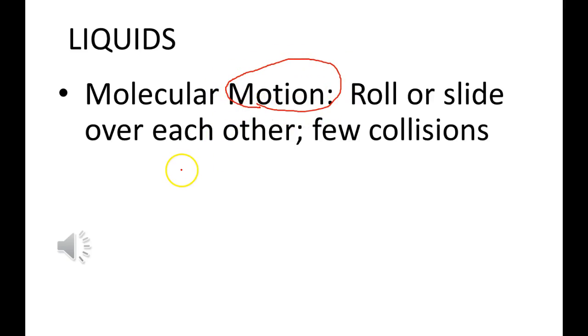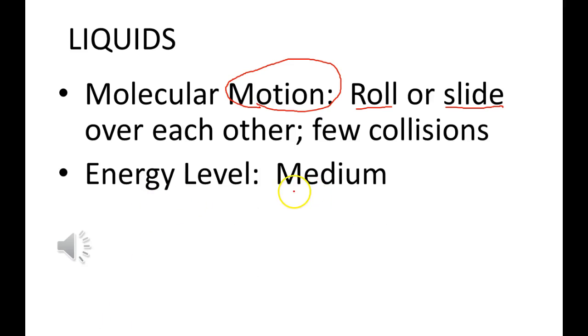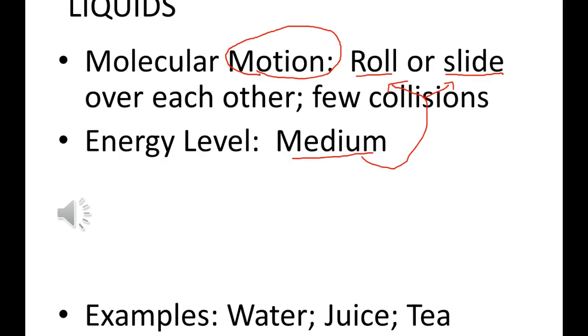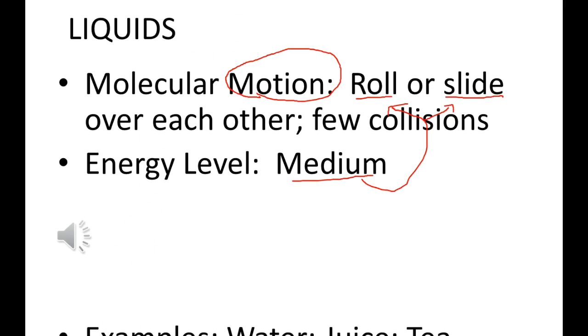You have to be able to describe the motion. So you're going to look at these words here, roll and slide, very important. For their energy, they have a medium amount of energy, which is why they can roll and slide, but they don't fly around. They have enough energy to roll and slide, but not enough to fly around. Examples: water, juice, tea. These are all examples of liquids.